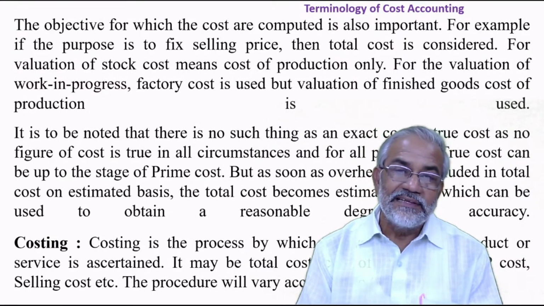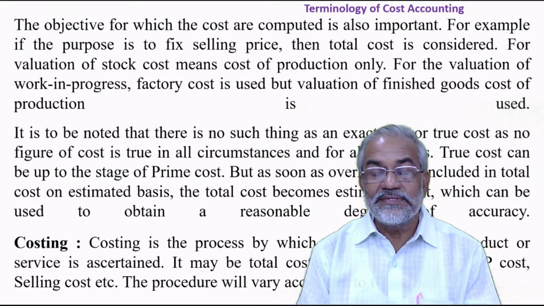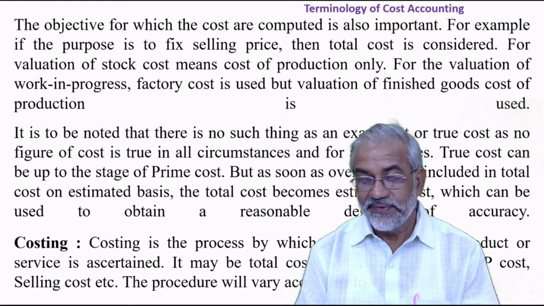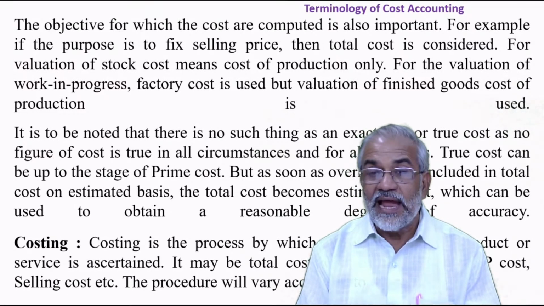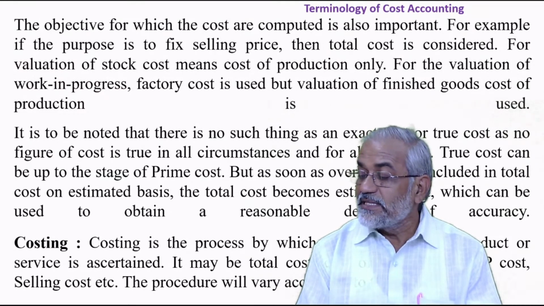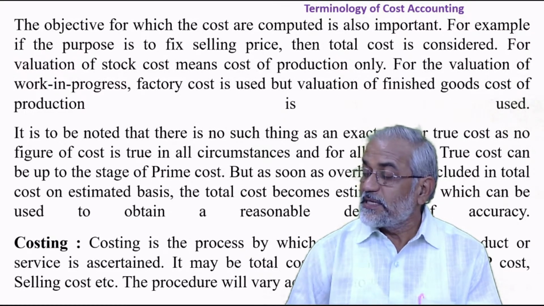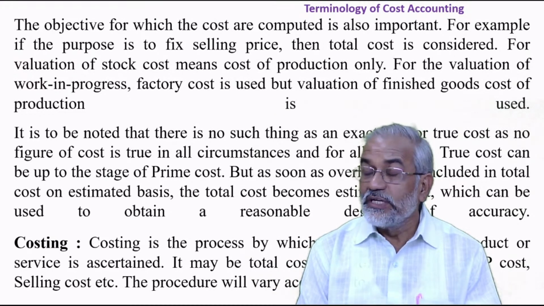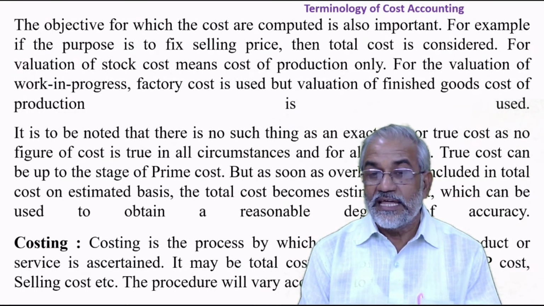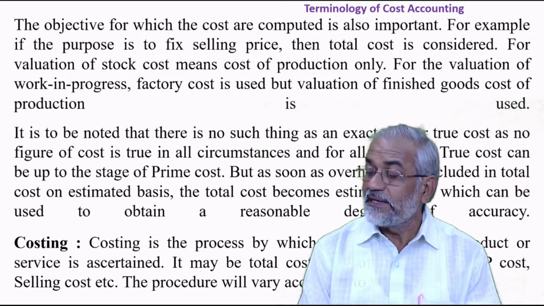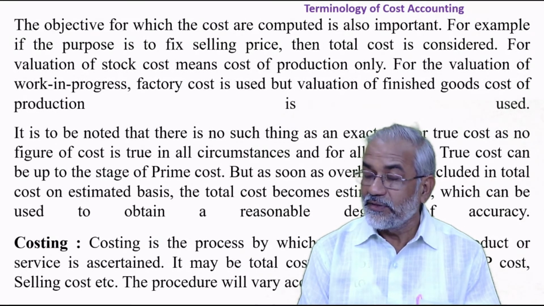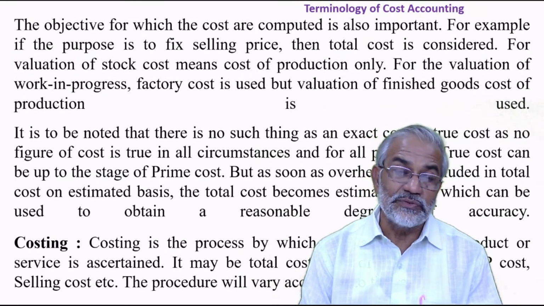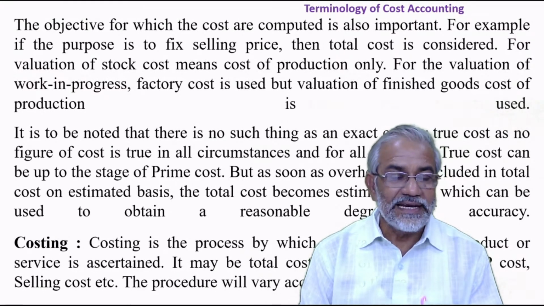Just like material, labor cost can also be of two types: direct labor and indirect labor. Direct labor means the labor cost which is specifically and conveniently traceable in the units produced. I'm reiterating, which can be conveniently and specifically traceable in the units produced. That is called direct labor cost.